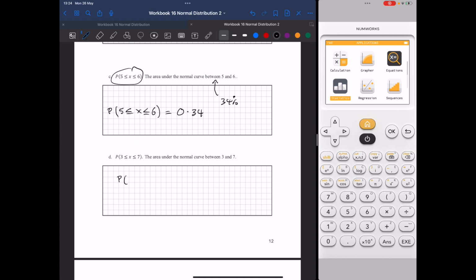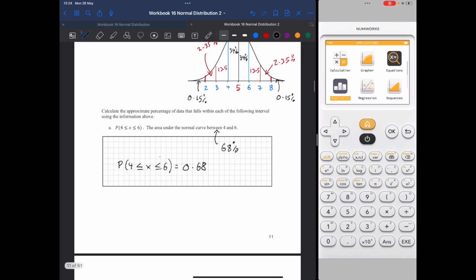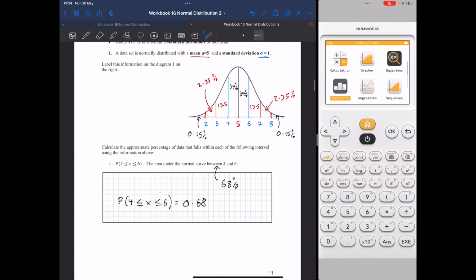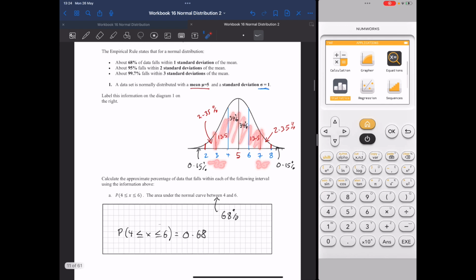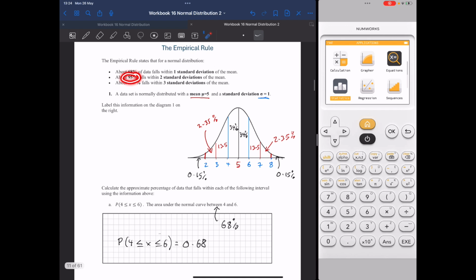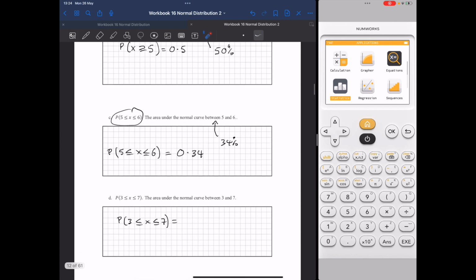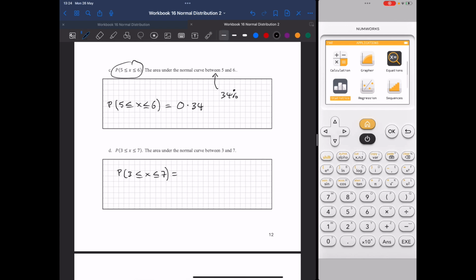Next one is going to be 3 and 7. So the probability of having x between 3 and 7 is going to be, we look up here, and we've got 3 and 7. That's this whole area here, and that's 2 standard deviations. We know what that is already because we're told up here, 2 standard deviations, 95%. Or you can add those percentages. So that's 0.95, or as an area, we'd say 95%.